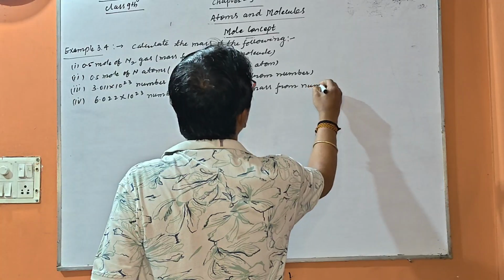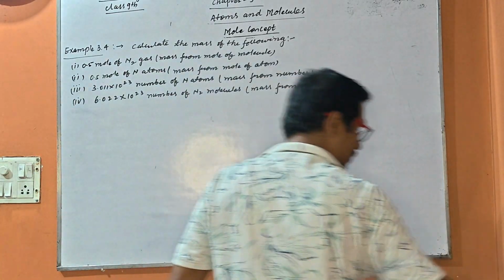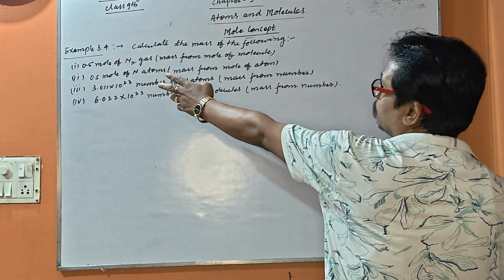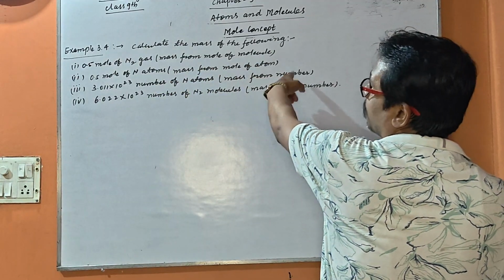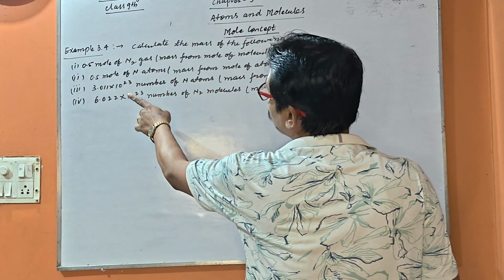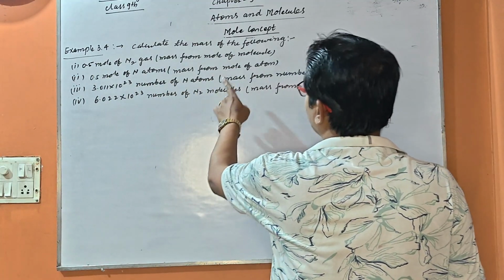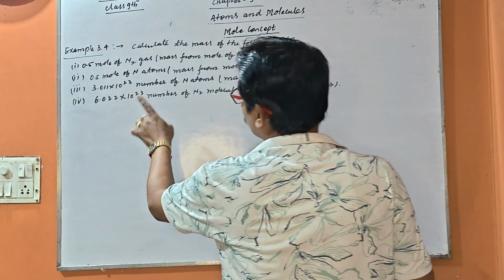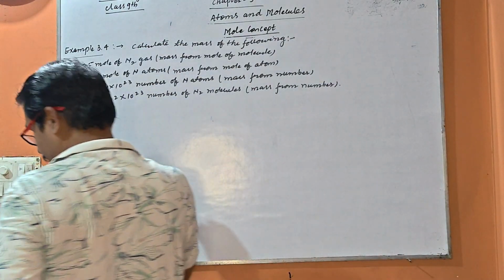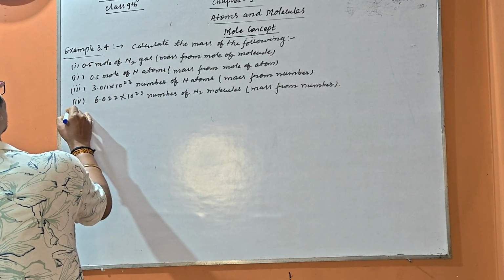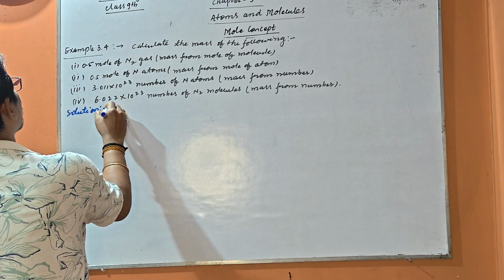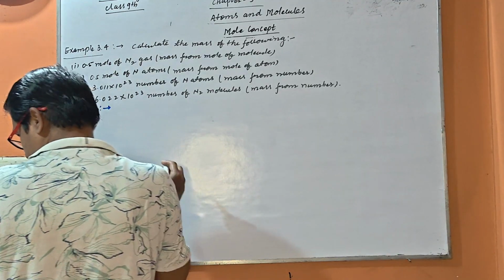So let us understand it in a simple, easy step. These are the things they are going to ask. Calculate the mass of the following: 0.5 mole of N2 gas, mass from mole of molecule; 0.5 mole of N atom, mass from mole of atom; 3.011 into 10 to the power 23 number of N atoms, mass from number; 6.022 into 10 to the power 23, Avogadro number, number of N2 molecules, mass from number. So let us understand this in a very simple way. The solution, or you can say the answer. Very simple, easy steps.